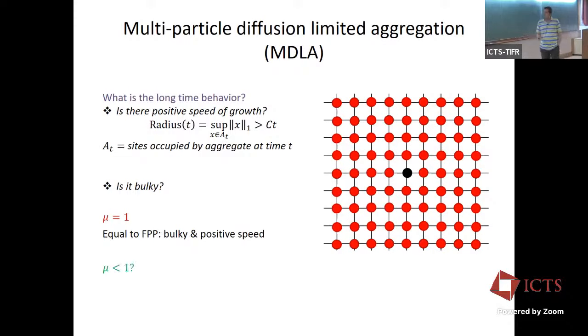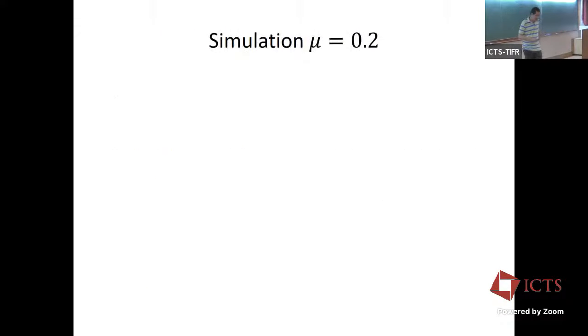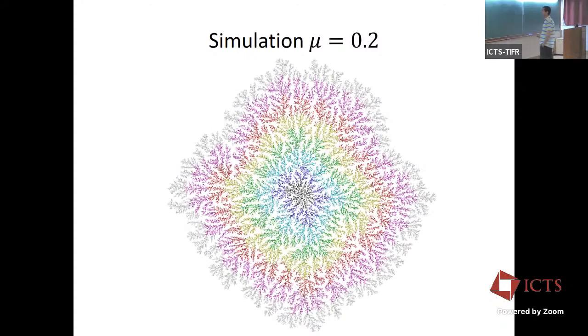Okay, but what happens when mu is smaller than 1? In particular, what happens when mu is much smaller than 1? So let me show you two pictures of simulations that I did on this process. Let's look at mu equals 0.2. And the simulation shows a picture like this. What I'm showing you are the sites occupied by the aggregate up to the point I stop the simulation. Different colors just mean different epochs of the simulation.